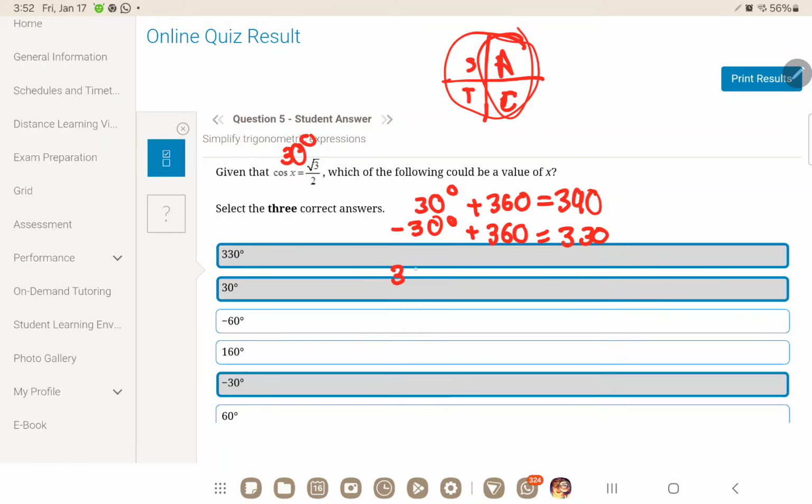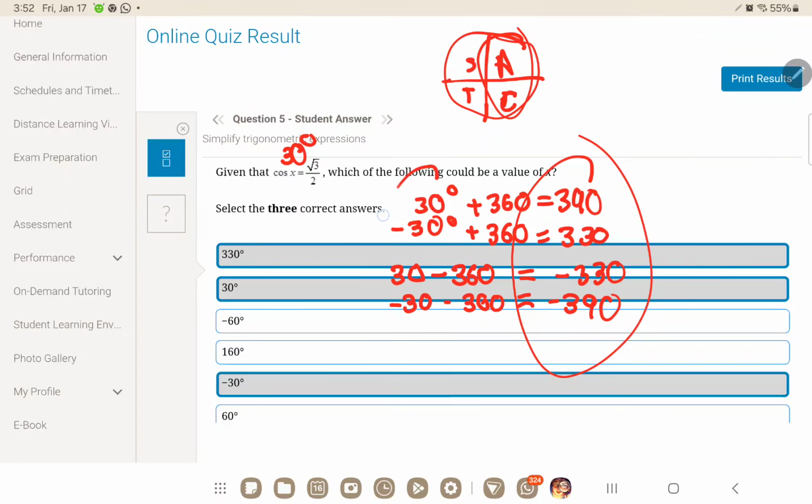30 minus 360 will give us negative 330, and negative 30 minus 360 will give us negative 390. These are all correct answers. All of our answers here are correct. Out of these ones, they only have 330, 30, negative 30.